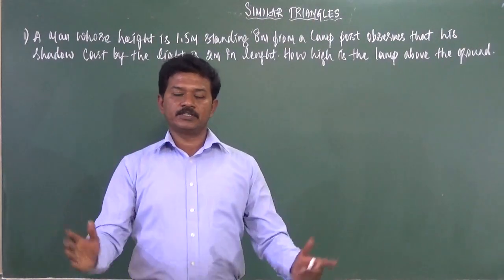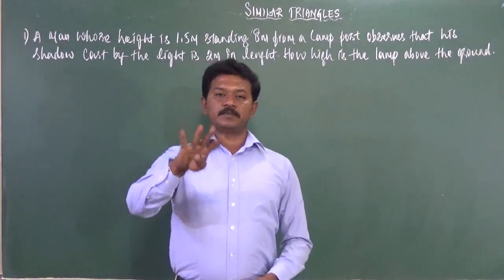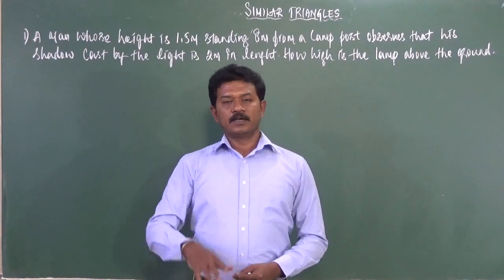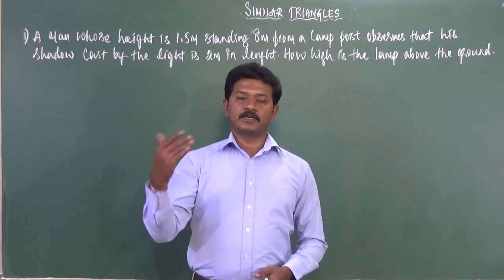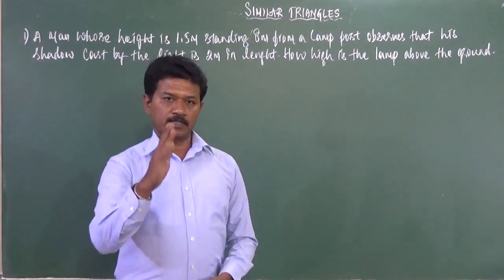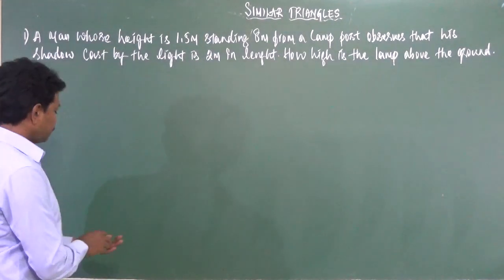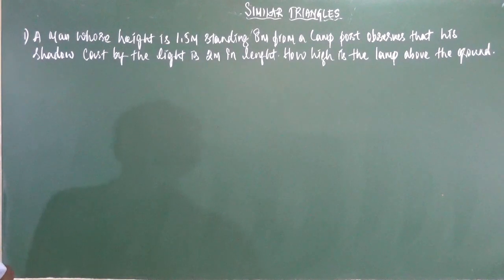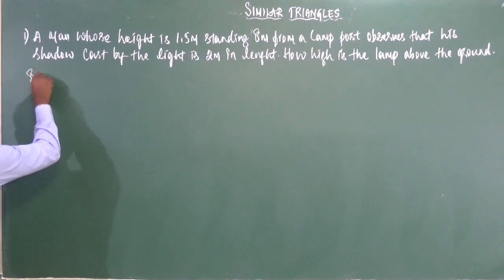So this will be the problems. Different situations are there. 4 different types of problems are there on this. All the 4 problems of different types I am going to present in front of you now. So among them, the first one. A man whose height is 1.5 meters. Let us get into the solution.